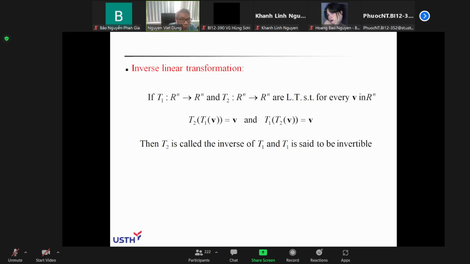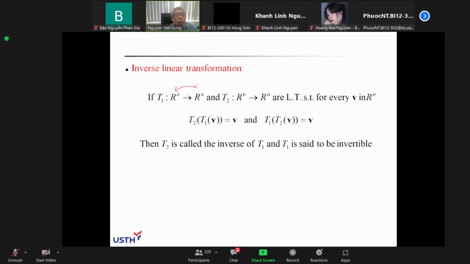Now we are going to define what we call the inverse linear transformation. Now suppose that we have T1 from Rn into Rn and T2 again from Rn into Rn. Both of them are linear transformations. And I suppose that they satisfy two equalities here for every vector v inside Rn. And if you want to look back at that, it is easier for you to write as follows. T2 now is a linear transformation from Rn into Rn, but I want to write it as an arrow like that one. T2 going like that.